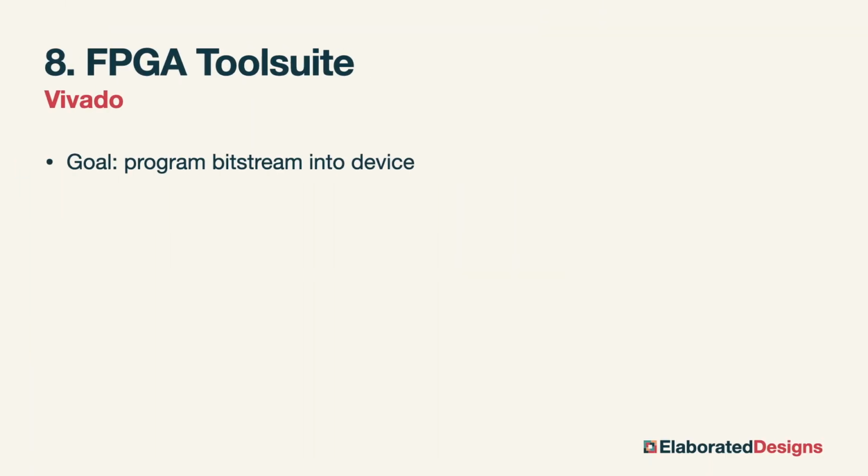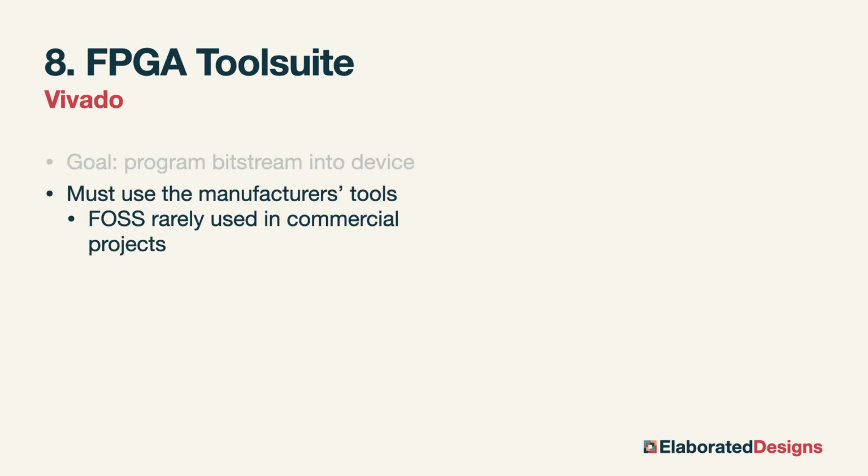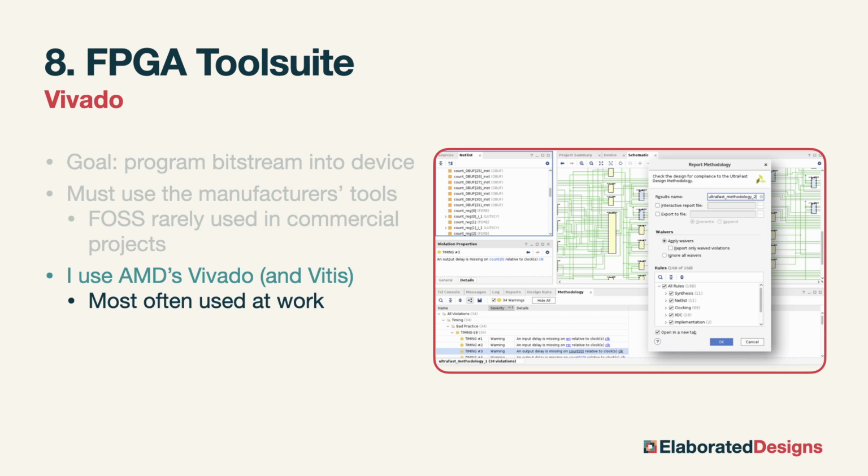The ultimate goal of FPGA development is to generate a bitstream that we can program into our device. To do this, we need to install the tools provided by the FPGA manufacturer. Though there are open-source tools for generating bitstreams, most professional development teams use the official tool suite for their target device. Because most of the projects at work, including the one I'm currently working on, use AMD devices, I'll stick to Vivado and Vitis. I'll dive into other manufacturers' tools in the future.